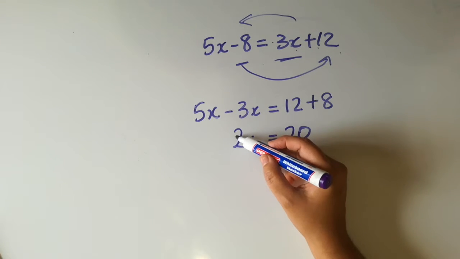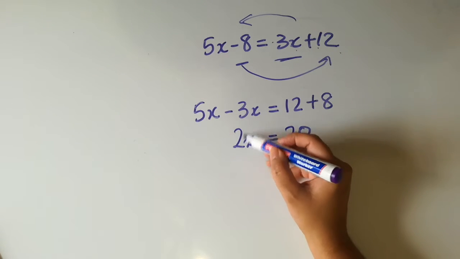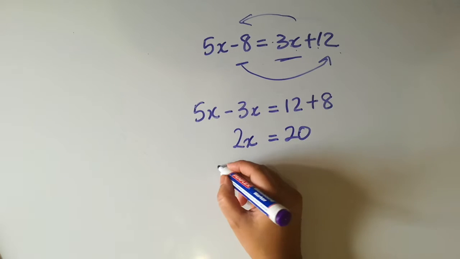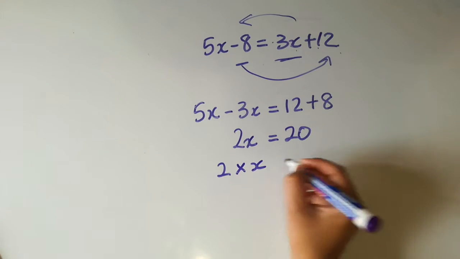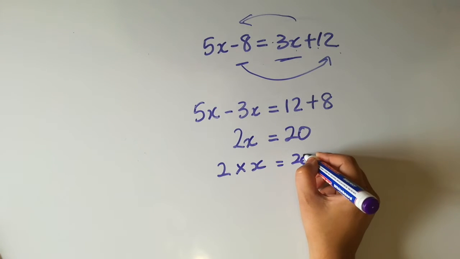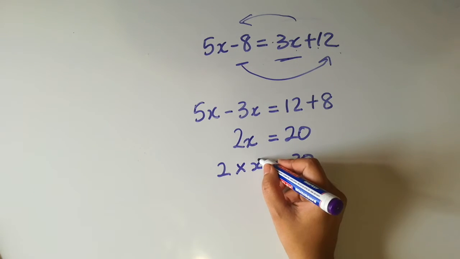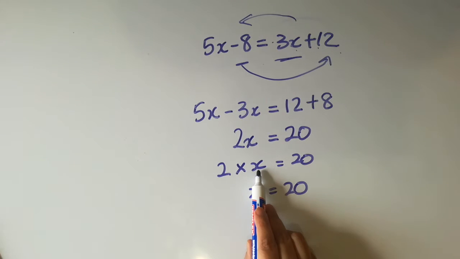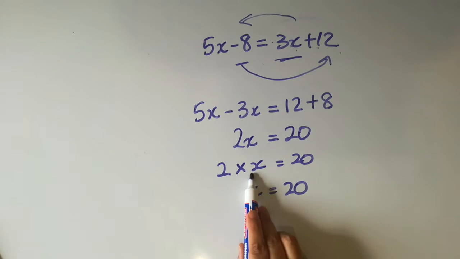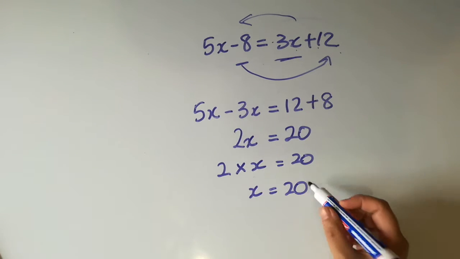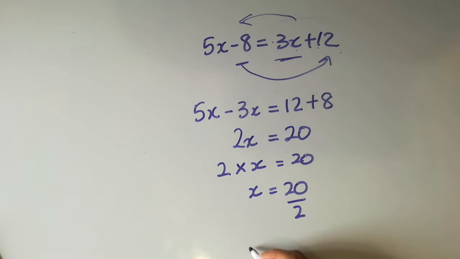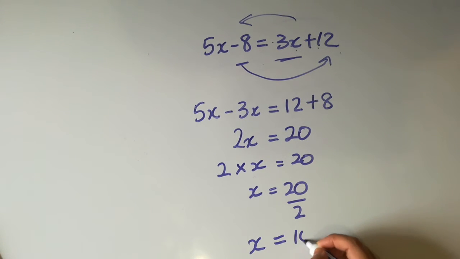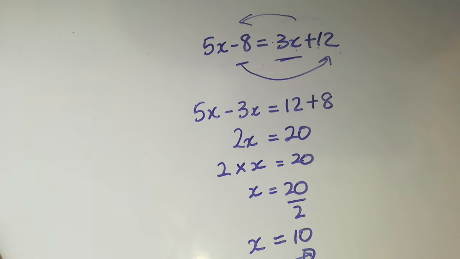Now we know that 2x is 2 times x, equal to 20. We only want x on this side. So x is equal to 20 and now what did we do to x? We multiplied it by 2. So if I move it onto the other side, I've got to divide by 2. So x is equal to 10. And that is your answer.